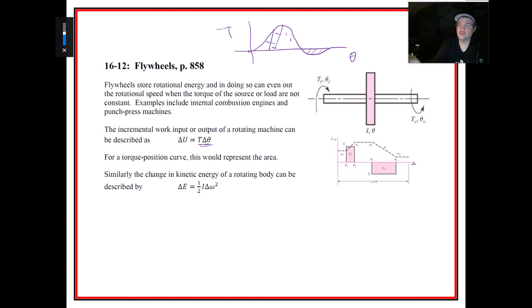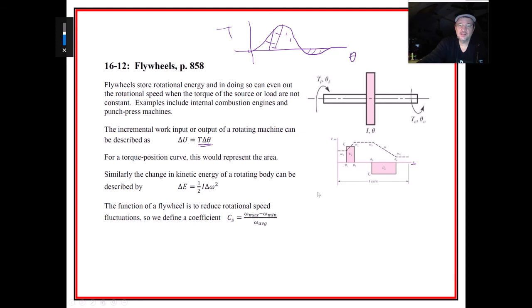So the angular velocity will also fluctuate with the angle, right? That's really the thing we want to try to do: we want to keep that angular velocity constant. We also would like to have the torque constant. So we see that these things are related to each other by the kinetic energy.